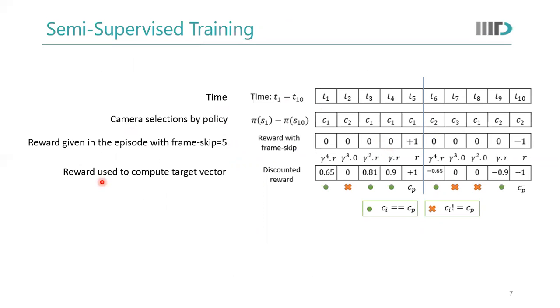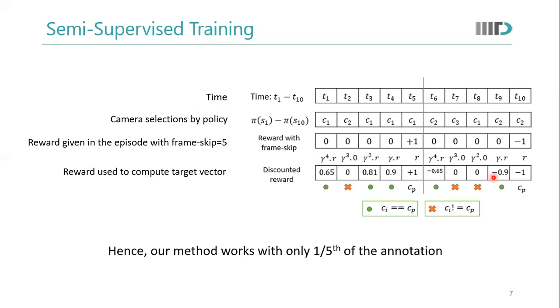So during backpropagation, to compute the target vector, we use discounted reward, which is computed by multiplying by gamma. That means gamma R, gamma square R. And where the camera selection is not equal to the camera where the reward is provided, it is used as a 0. So this way, we train our policy in a semi-supervised way with only 1/5 of the annotations. And hence, our method doesn't rely on large annotated data.